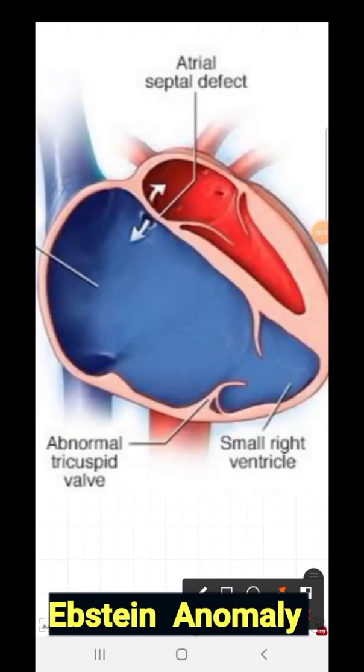Ebstein's anomaly. This is a rare cyanotic congenital heart disease. As is obvious from the name, it has multiple anomalies: downward displacement of an abnormal tricuspid valve into the right ventricle, and this valve is regurgitant also.